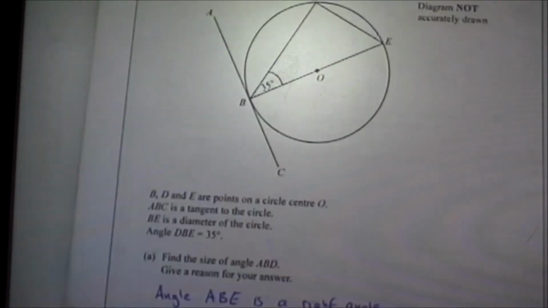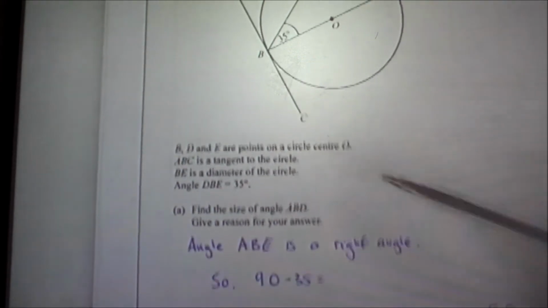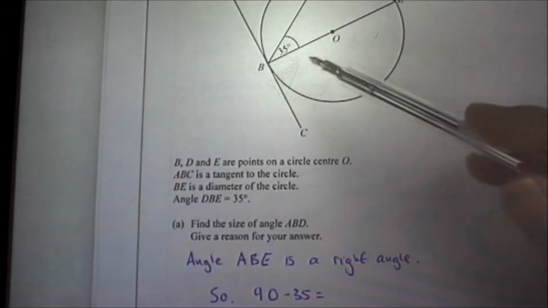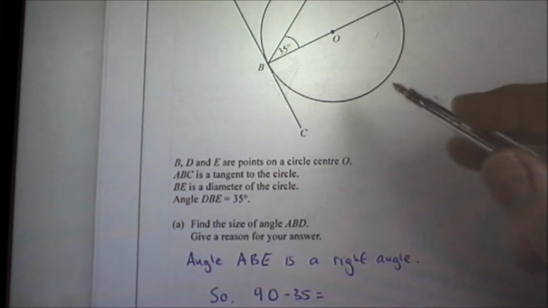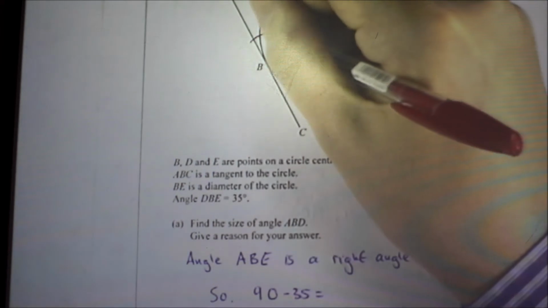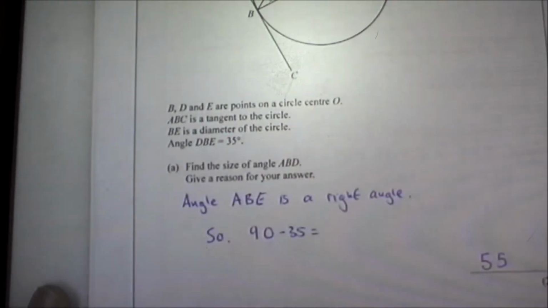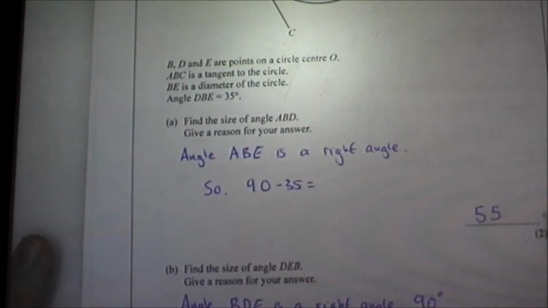Question number 2. B, D and E are points on a circle, centre O, so B, D and E, there we go. Find the angle ABD. So that angle ABD is that angle there. We know that angle ABE is a right angle, so that's a right angle there. So what you do is 90, take away 35, which gives you 55 degrees.